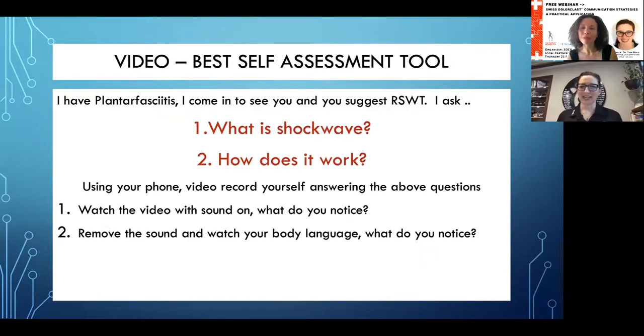Great. Okay, so now take away the sound and watch your body language. What do you notice? So mute the volume on your video, watch it again. What's your body doing? How do you stand? What are your hands doing? And again, in the chat, if you could just write in there what you're noticing about yourself.